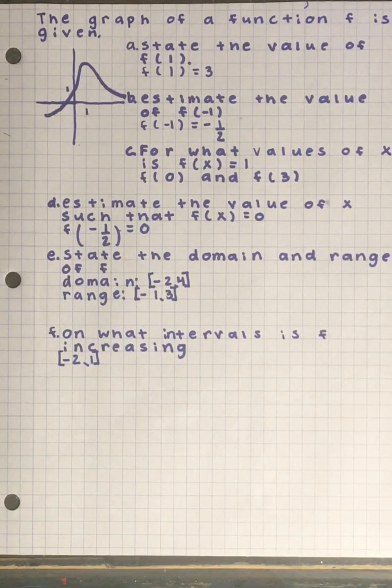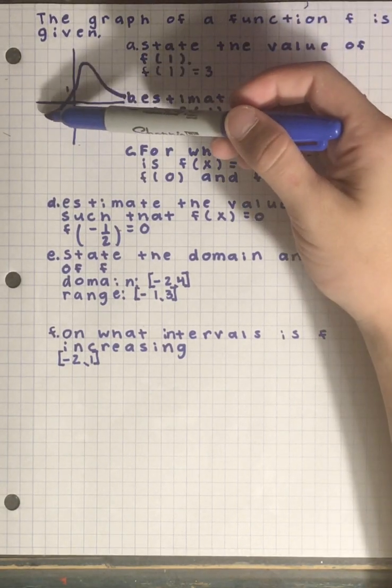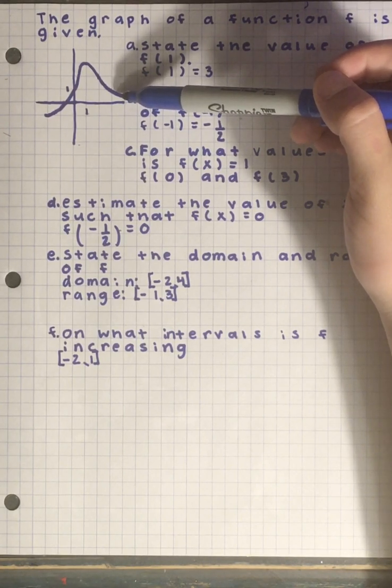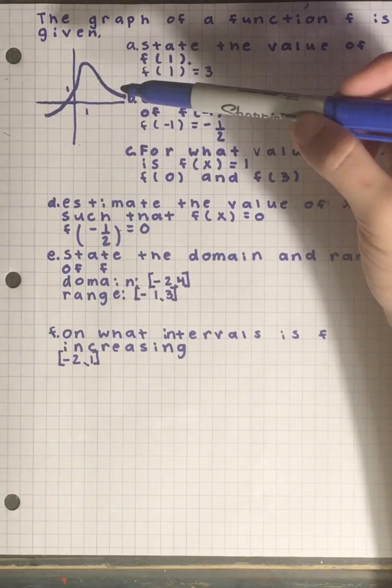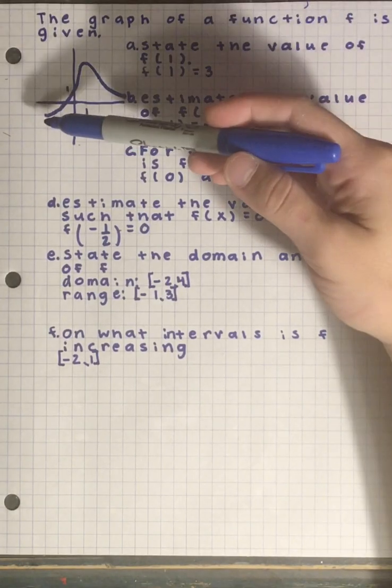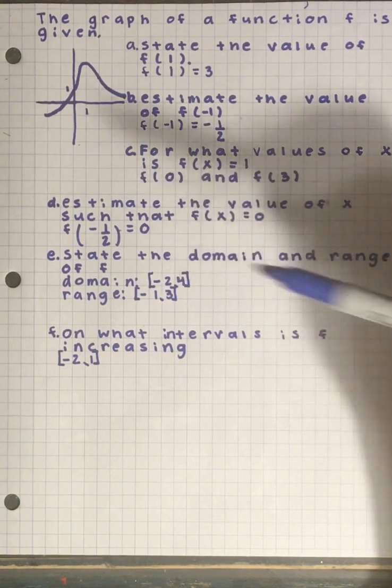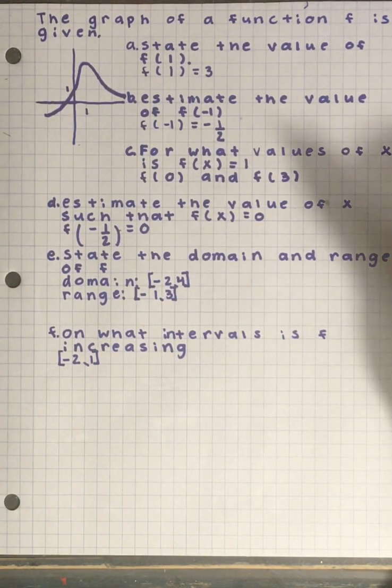The next part is asking us to state the domain and range of f. The domain is where the x values lie. What interval are the x values continuous? You can see that the graph starts at negative 2 and ends at the value of 4, and those are our x values. So we can say that our domain is from negative 2 to 4. We use the square brackets because negative 2 and 4 are both included in our graph.